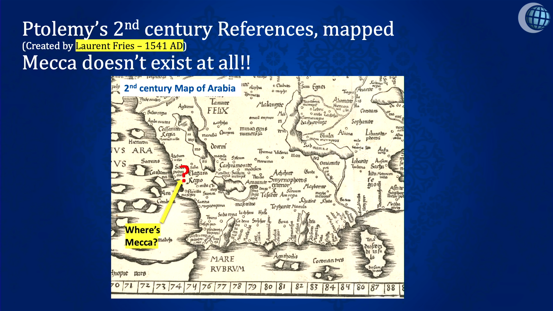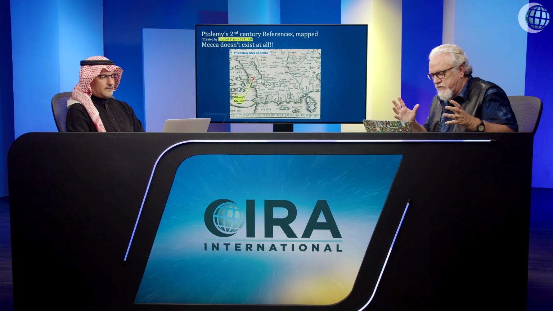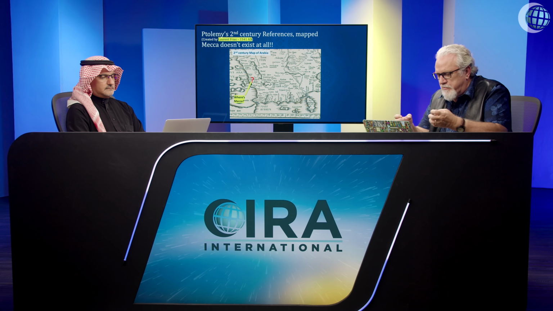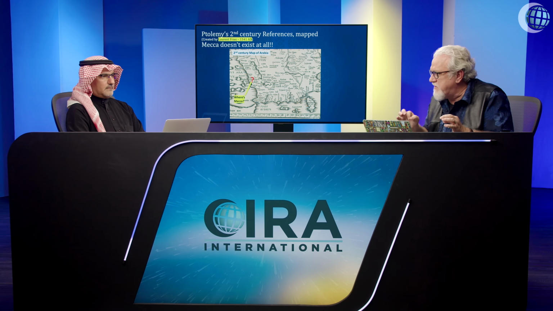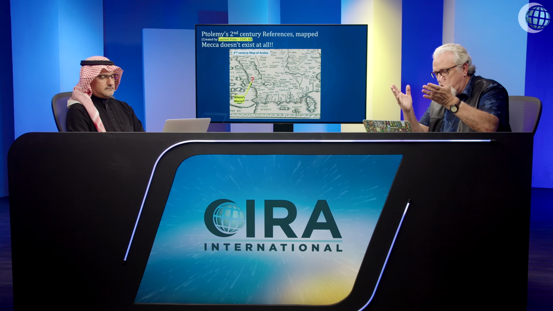Okay, so there you see another problem. Looks like Mecca is not on this map. You see all kinds of different references. Take a look at it carefully. Blow it up if you can. Tell me if you can find Mecca there. And I encourage anybody, don't trust me, go and look at these maps. You blow them up and see if Mecca is referred to. It's not on this map.